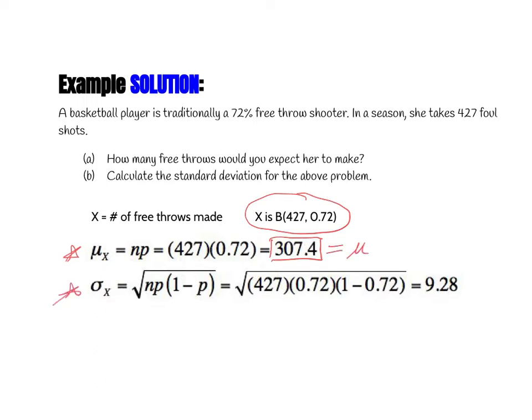And then for the standard deviation, we would take the square root of n times p times 1 minus p. So that would be the square root of 427 times 72% times 1 minus 72%, which would be 28%. By multiplying those together and taking the square root, we get a standard deviation of 9.28. So that is just a quick review of using the binomial mean and standard deviation formulas.